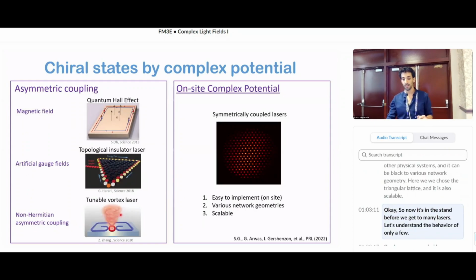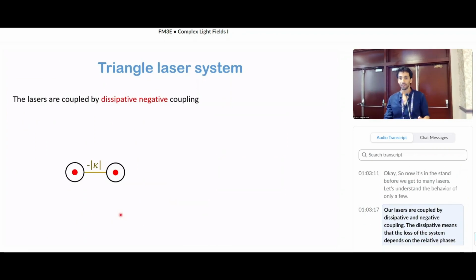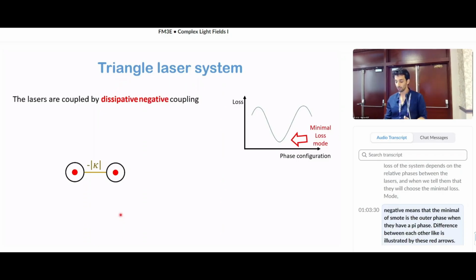Okay, so before we get to many lasers, let's understand the behavior of only a few. Our lasers are coupled by dissipative and negative coupling. The dissipative means that the loss of the system depends on the relative phases between the lasers. And when we turn on the lasers, they will choose the minimal loss mode. Negative means that the minimal loss mode is the out-of-phase one, when they have a pi phase difference between each other, as illustrated by these red arrows.